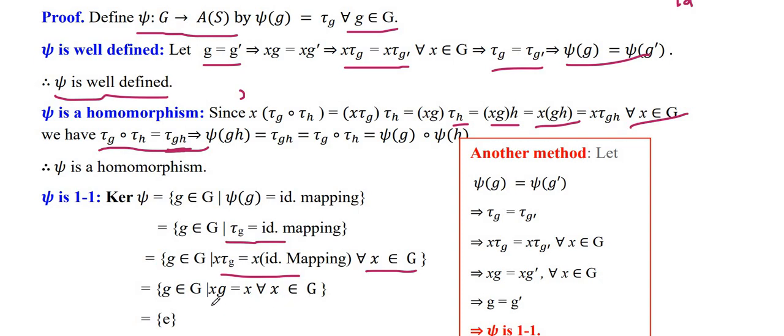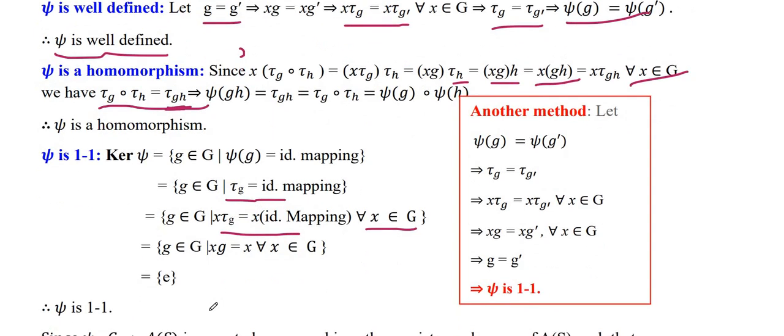So it is only that G in G which gives back whatever element is multiplied with it. So it can only be the identity element. So we have kernel psi to be just the singleton {E}. Because kernel psi is singleton {E}, we conclude that psi is 1 to 1. So this is one way of proving that psi is 1 to 1.